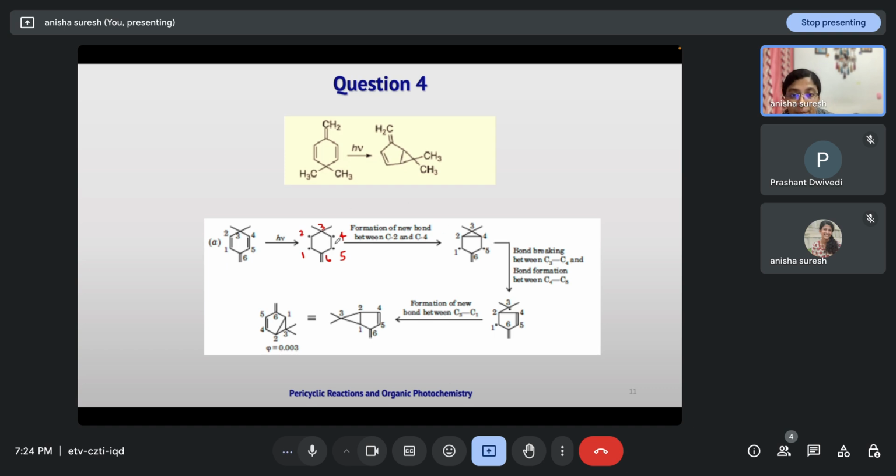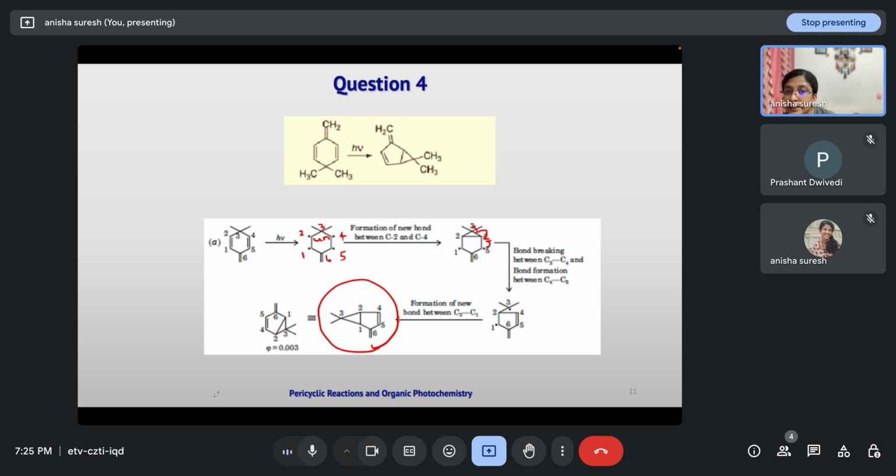Like this, first this recombination is taking place, leading to formation of this intermediate. Then this tertiary radical will be forming, and this new bond will be formed between carbon 5 and carbon 4, leading to formation of this intermediate. Now these two radicals will combine. There will be a new bond formation between carbon 1 and carbon 3, leading to the formation of the final product.